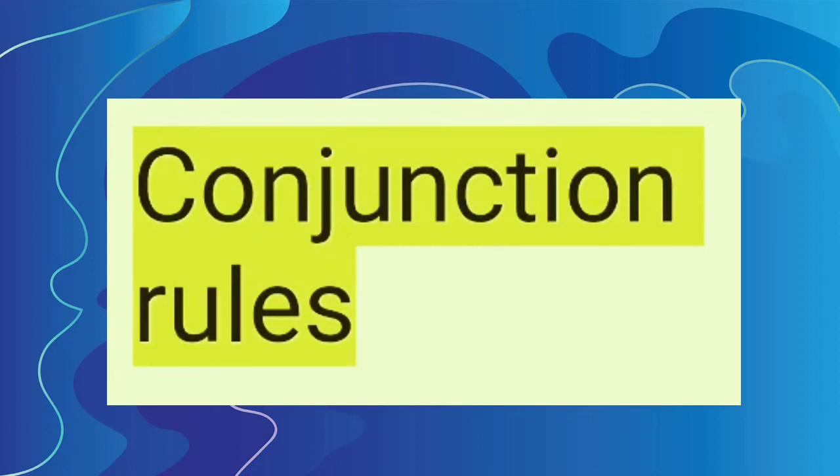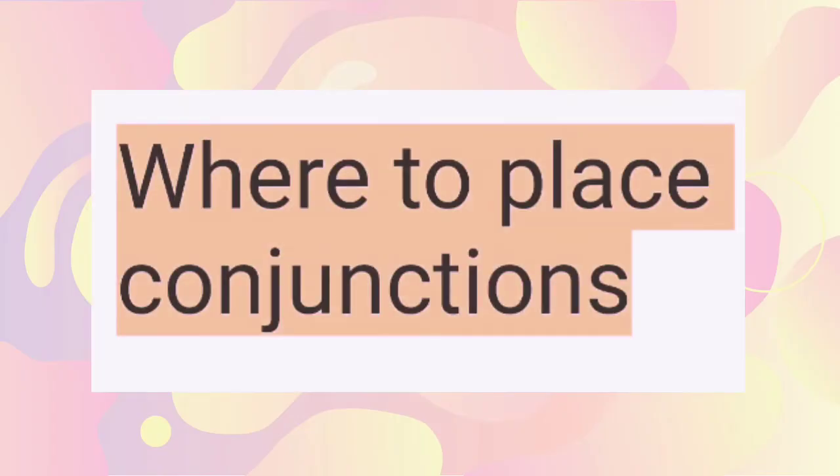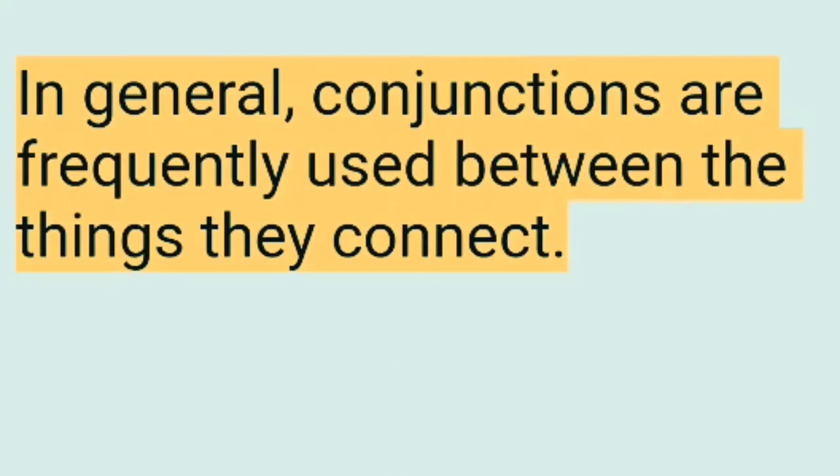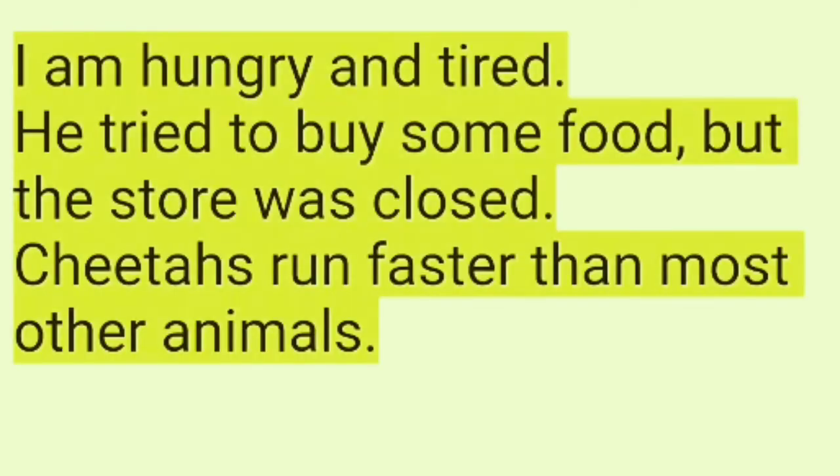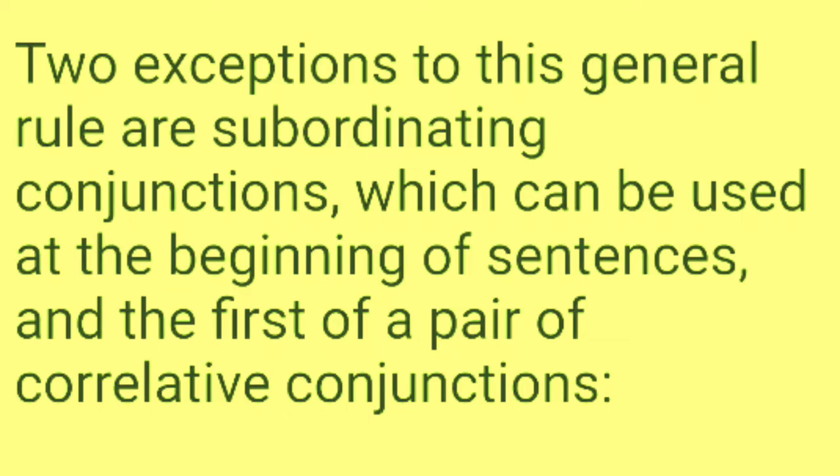Conjunction rules. Where to place conjunctions. In general, conjunctions are frequently used between the things they connect. For example, I am hungry and tired. He tried to buy some food, but the store was closed. Cheetahs run faster than most other animals.